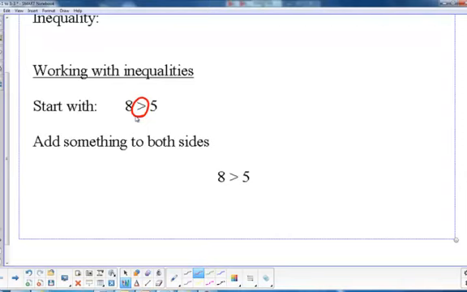If you have an inequality, you can add something to each side and it'll stay the same. So 11 is still bigger than 8. You can add again to each side. 13 is still bigger than 10.